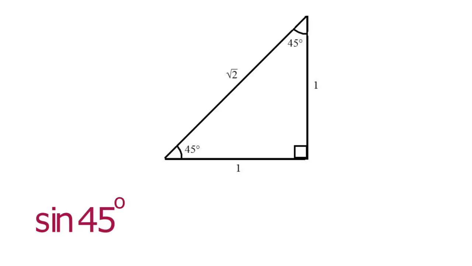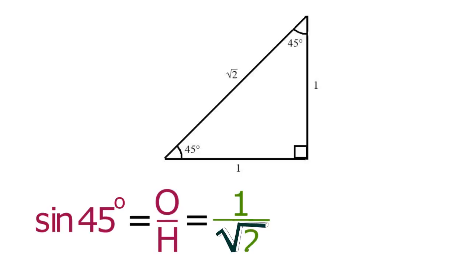You can use this triangle to find the values of trig ratios when theta equals 45 degrees. For example, you already know that the sine of an angle equals O over h, that is, the length of the opposite side of this triangle divided by the hypotenuse. This value equals 1 over radical 2.